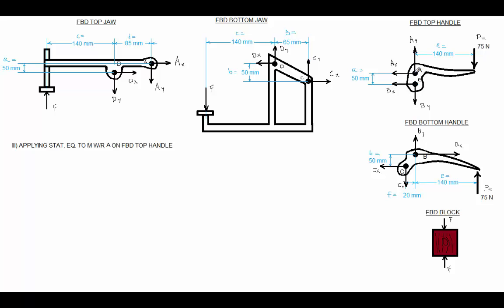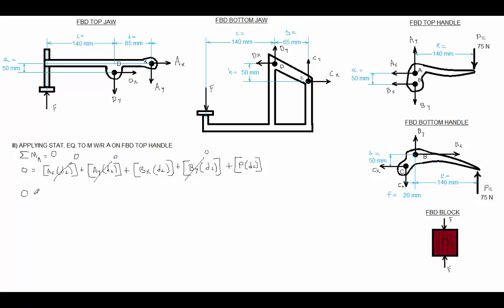Now I'm going to apply static equilibrium to moments with respect to A on the top handle, and we're going to solve for BX. When we look at point A, AX, AY, and BY all go through point A, so they're not going to produce a moment. 0 then equals, BX is going to produce a negative moment around point A. Its distance is A. P is also going to produce a negative moment around point A. Its distance is E. Solving for BX gives this. Now we can plug the numbers in. And we will find that BX equals a negative 210 newtons.